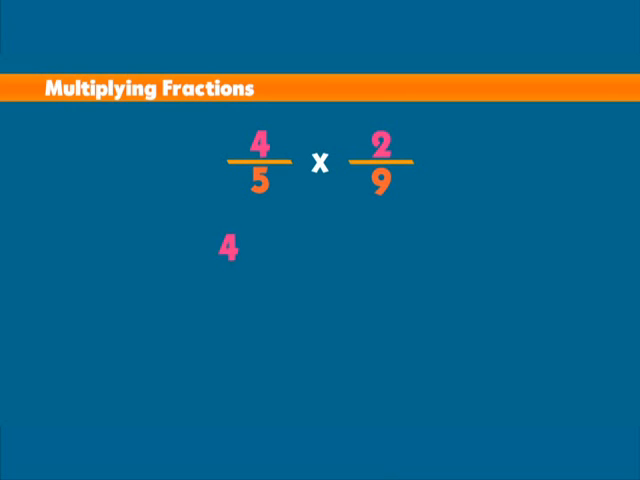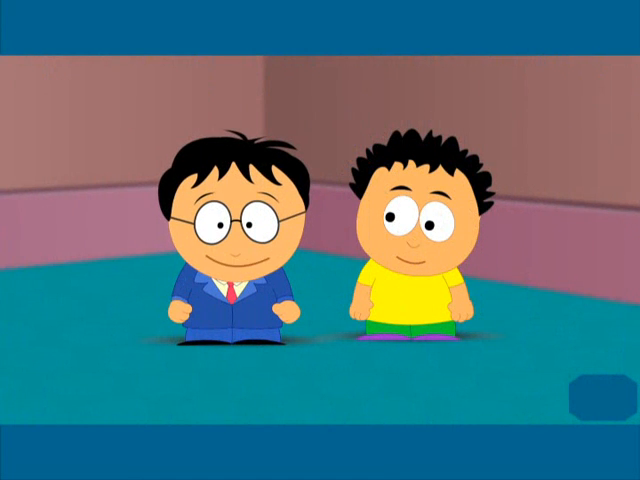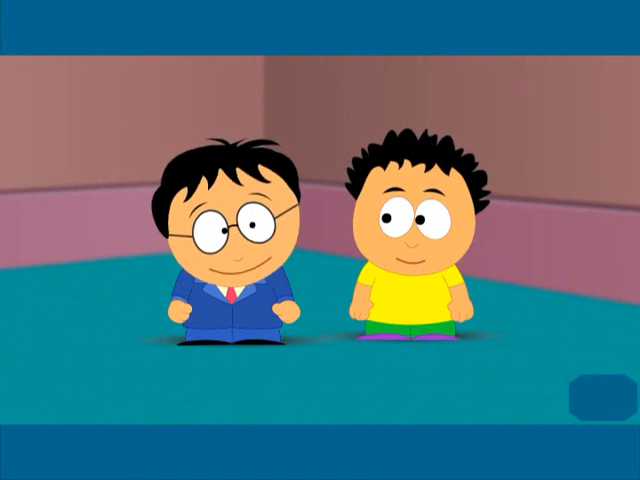4 times 2 is 8, and 5 times 9 is 45. So the answer is 8 over 45. Multiplications of fractions look pretty much straight and simple. You're right! Try one more.